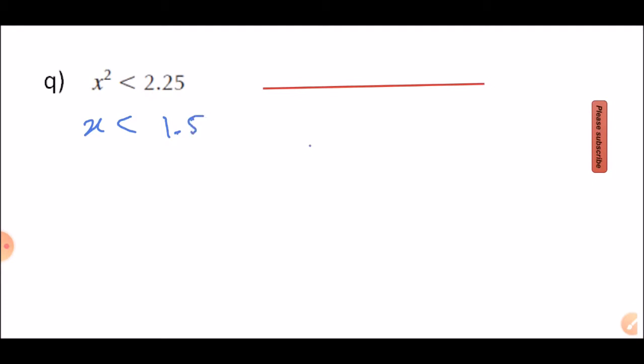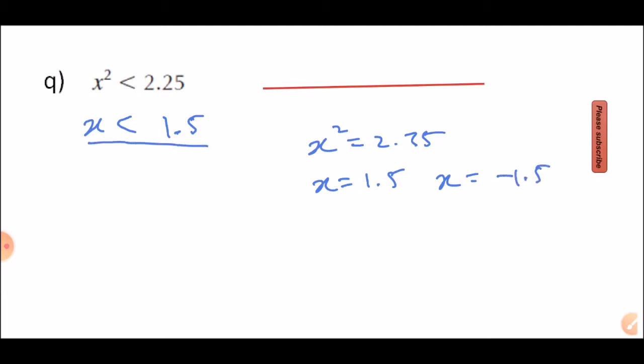So don't forget, when you have x squared equals 2.25, there are two solutions. One is the positive one, which is x is equal to 1.5, and the negative one where x is equal to minus 1.5. So the positive solution is easy, just copy the same sign, but for the negative solution we have to change the sign like so.